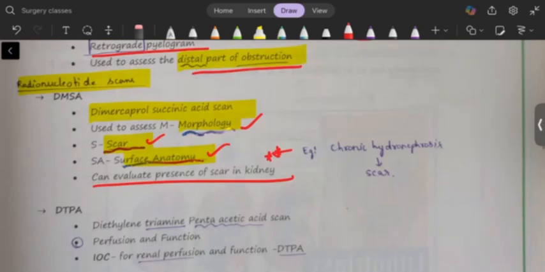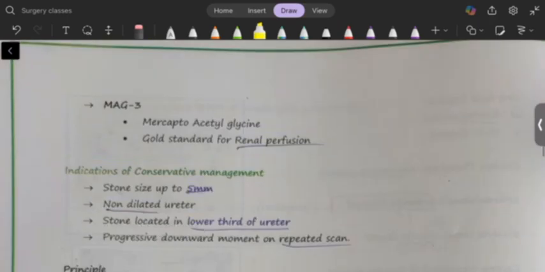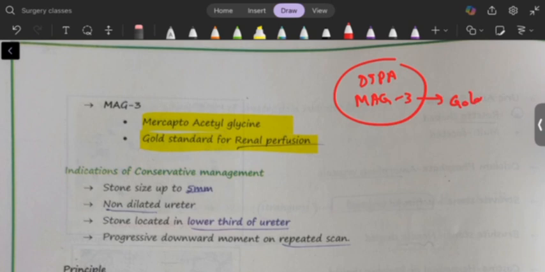Next being DTPA, that is diethylene triamine pentaacetic acid scan. What do we use this for? P for perfusion and function. Okay, this is an investigation of choice for evaluating renal perfusion and function. Okay, then there is one more special scan called mercaptoacetyltriglycine, MAG3. This is the gold standard for renal perfusion. DTPA and MAG3 both are used for renal perfusion, but this is the gold standard. These are all special scans we'll use.